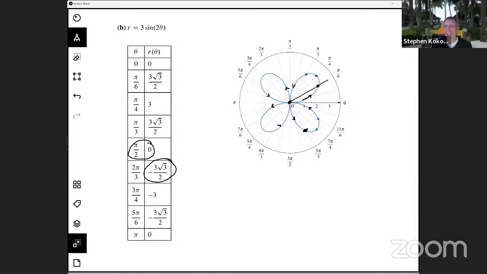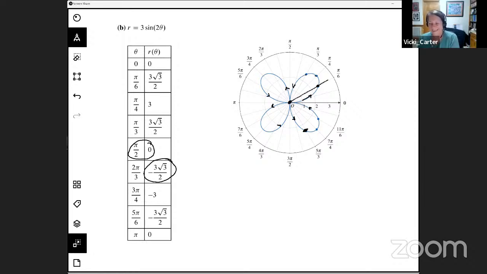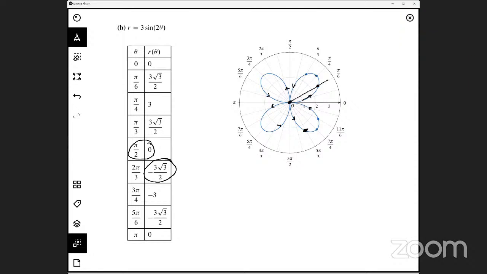Gee, you know what a spirograph is, huh, Vicky? How many students know what a spirograph is? They still sell them. Oh yeah, I know what a spirograph is.